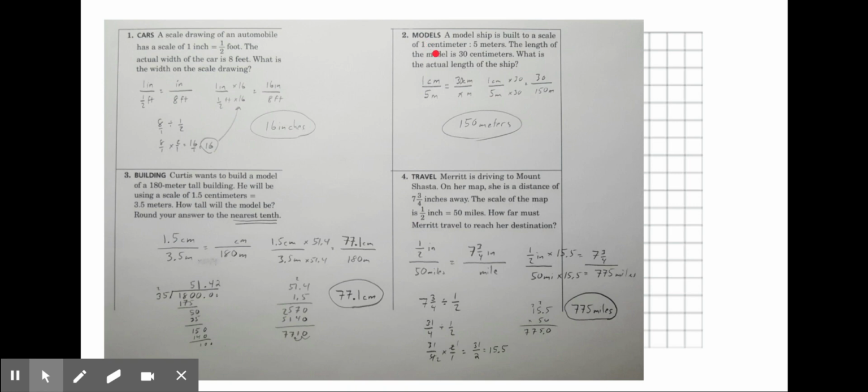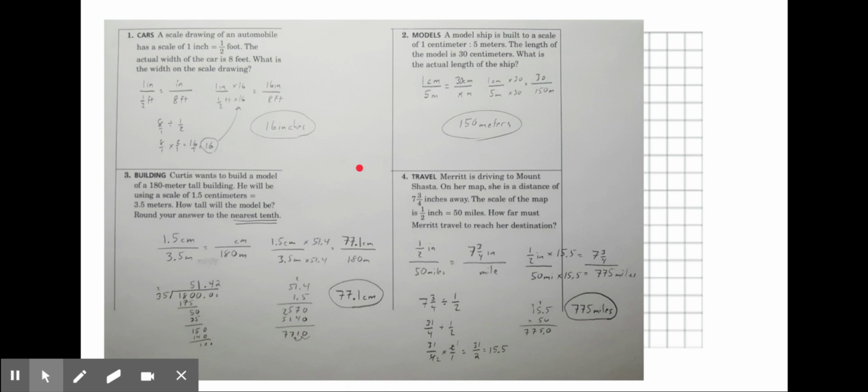For number 2, 1 centimeter is 5 meters. Again, the scale here: 1 centimeter to 5 meters. We're given 30 centimeters. How many meters is that? Well, 1 times 30 equals 30, so 5 times 30 equals 150.